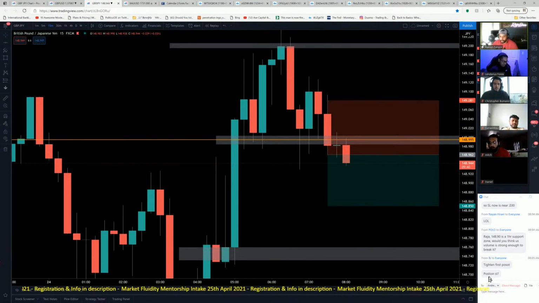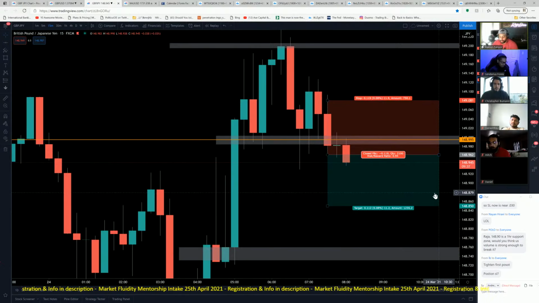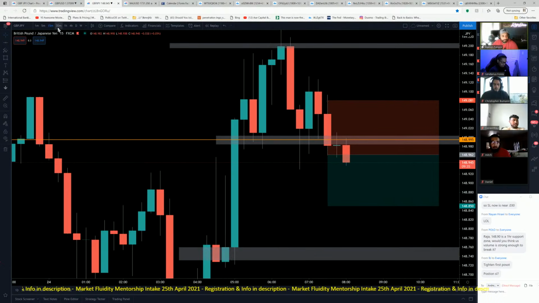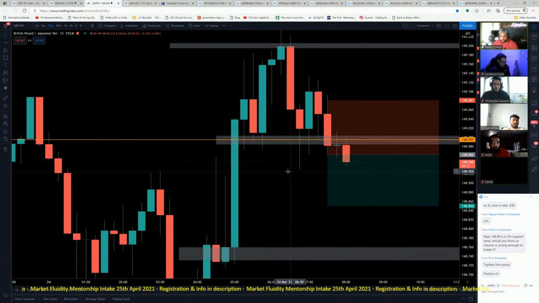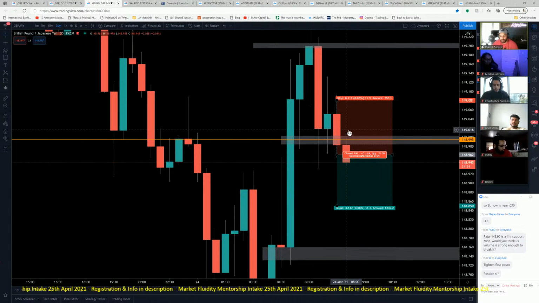Tighten first stop loss. I think if you want to tighten your stop loss, you can. I'm not going to tighten it yet. I'm probably going to tighten it once we start breaking below 148.920. I'm going to bring it above the 30-minute candle, right over here, at like 149.020.